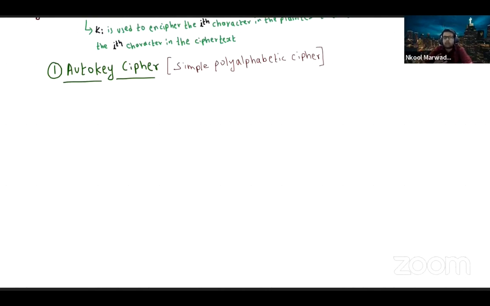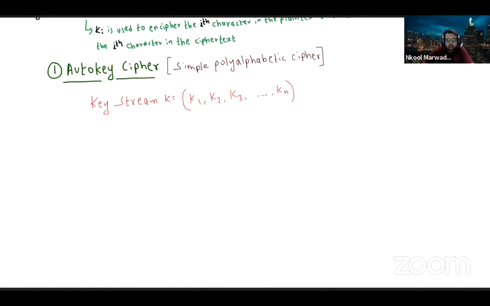Now, in every polyalphabetic cipher, our objective is to determine the key string, because we have seen that there will not be one key, but there will be a key stream, where every key will be the key for the ith character in the plain text. So that key will be used to convert the ith character in the plain text into the ith character of the cipher text. So our idea is to find the key string. Now, how will we do that?